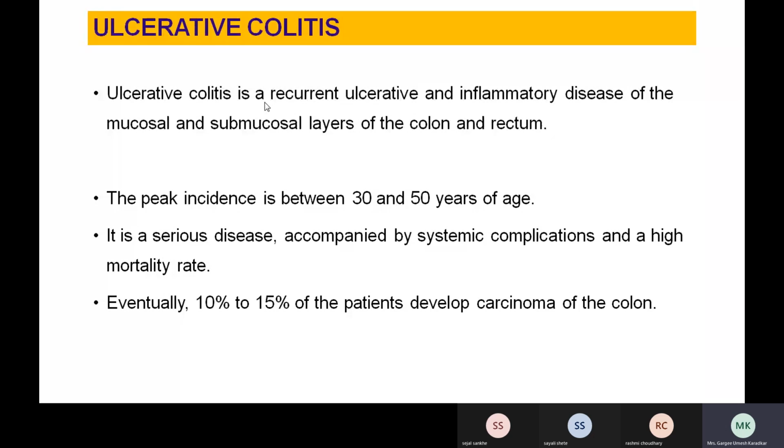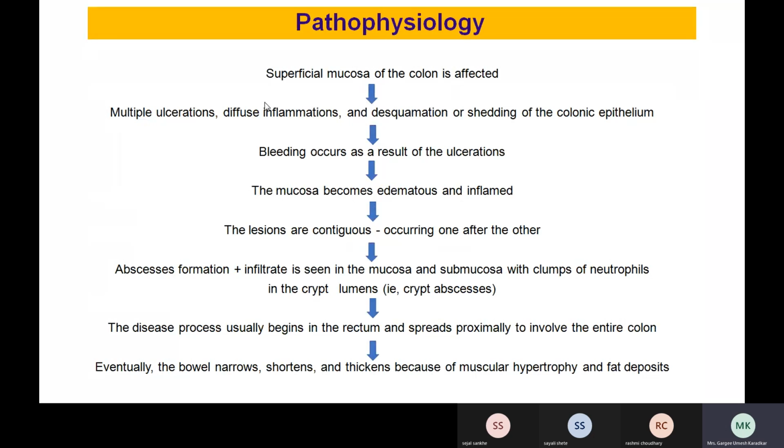What are the changes seen in ulcerative colitis? Colitis, again, is inflammation. Ulcerative, so there is formation of ulcers. It is a recurrent ulcerative and inflammatory disease of the mucosal and submucosal layers of the colon and rectum. Which ages are affected? Mostly between 30 and 50 years of age. It is a serious disease accompanied by systemic complications and a high mortality rate. Eventually 10 to 15% of the patients may develop CA colon. Okay, so that is the introduction of ulcerative colitis.